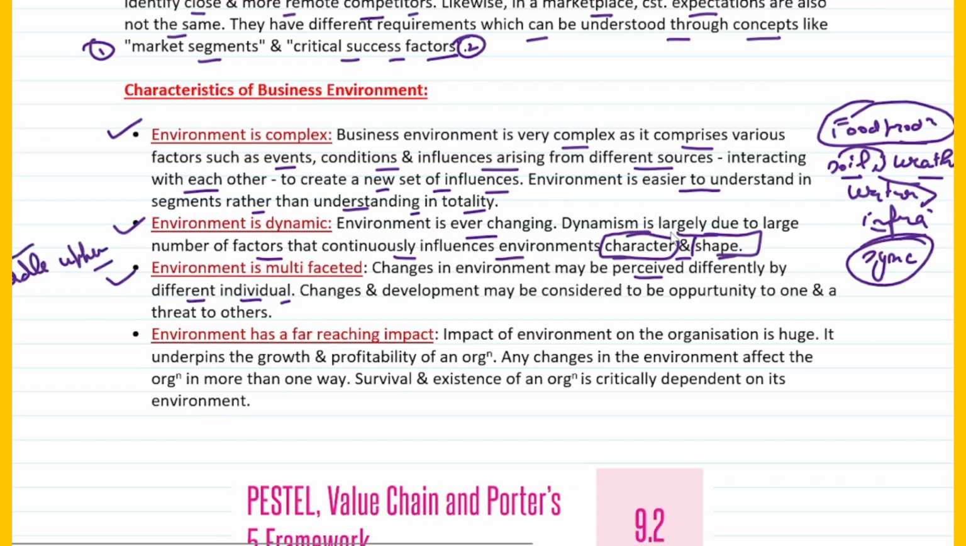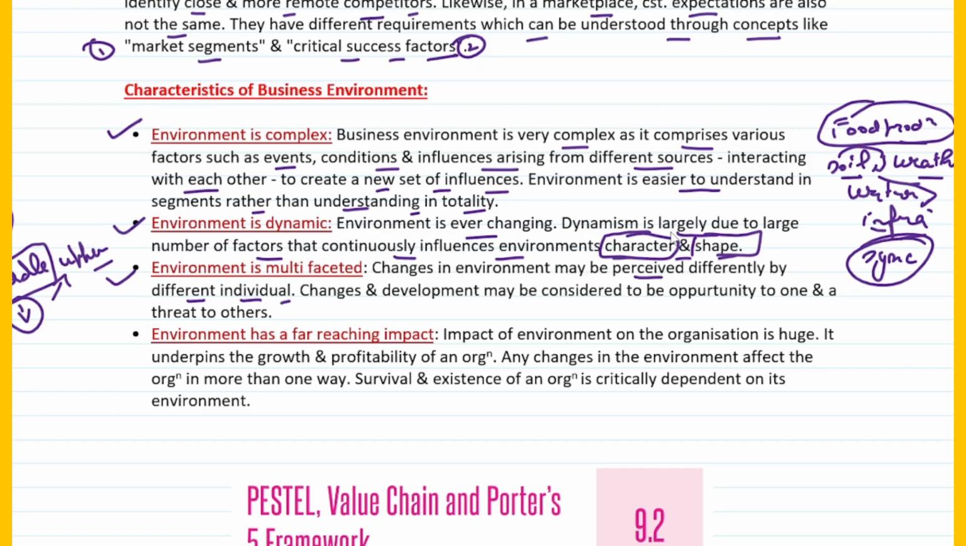So for example, let's take an example of the stock market. Fine. If the stock market is going down, right? In that case, what an upper class person would do is invest more, whereas a middle class person will try to sell, because the inflation is very high. That's why the stock markets usually go down. They would try to sell and take the money out. So that's why we say environment is multifaceted.